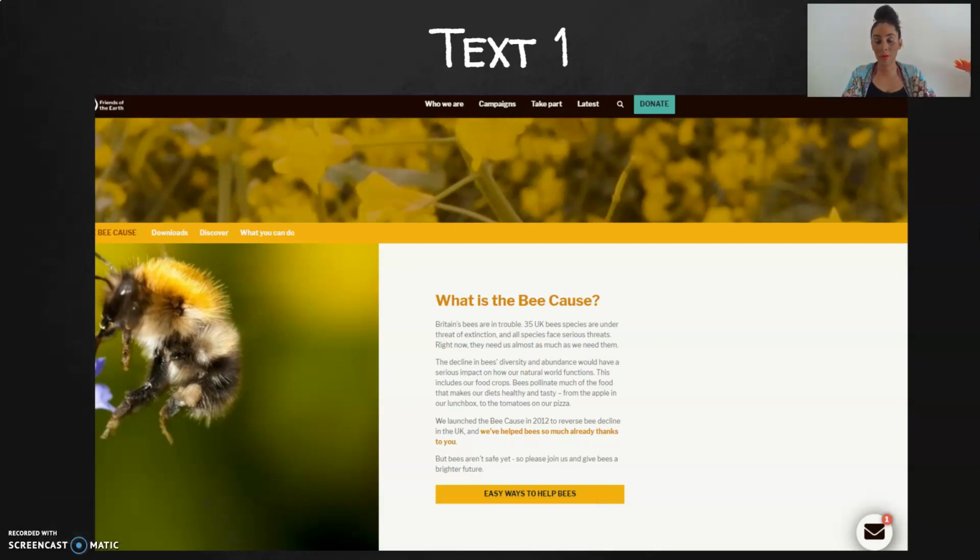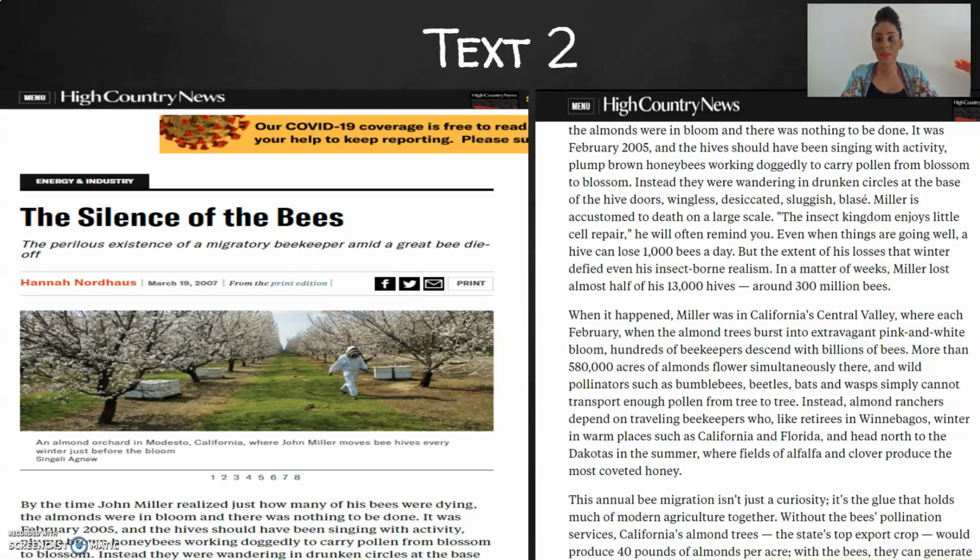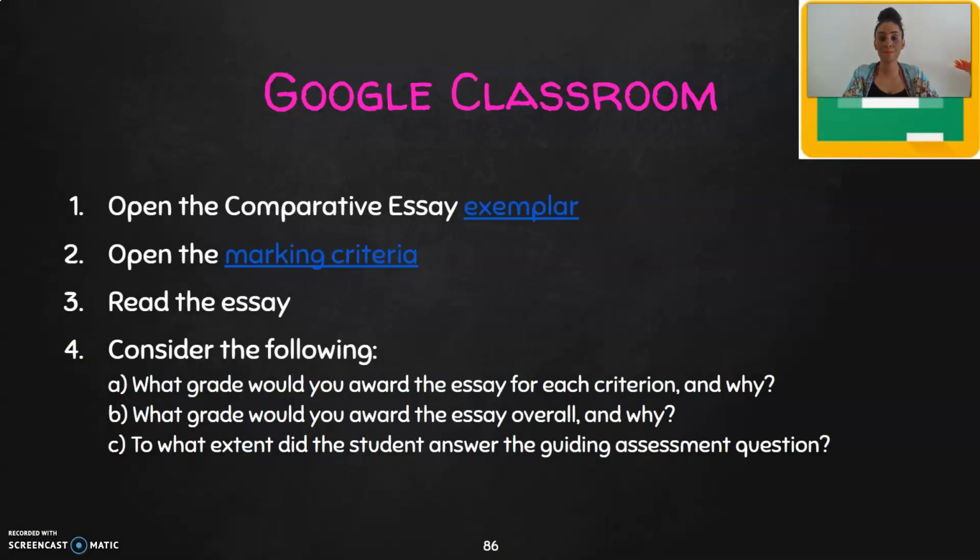Now, last week we had a look at these two texts because we started to look at some exemplar paragraphs. Today you're actually going to look at an exemplar essay. So this is text 1 that the exemplar will talk about, and you have seen this last week. This is text 2 that the exemplar will talk about, and you've also seen this last week as well. So this is what they're using for their comparison.